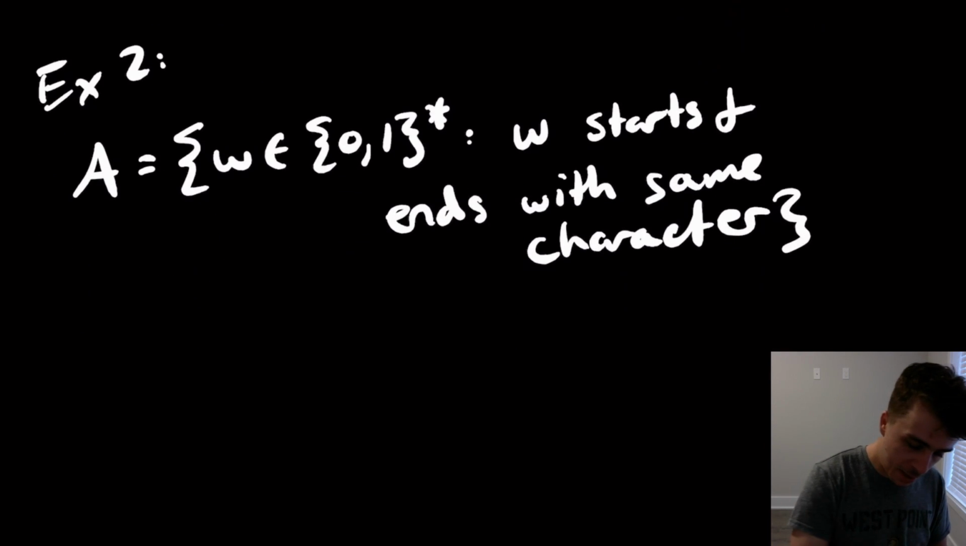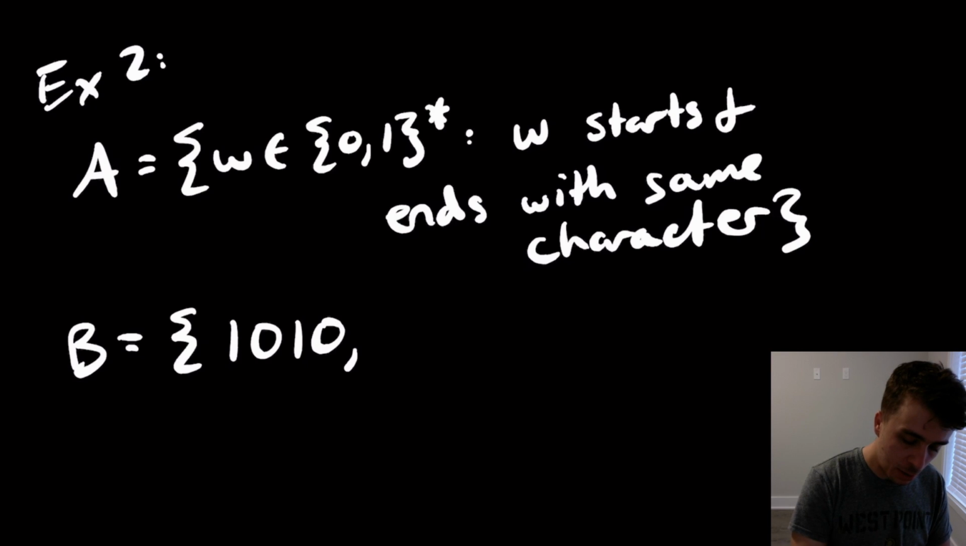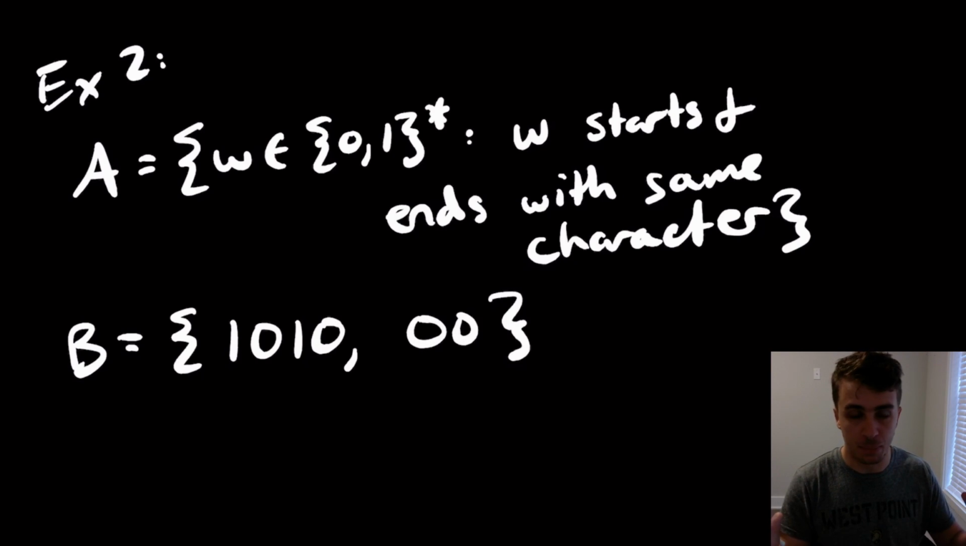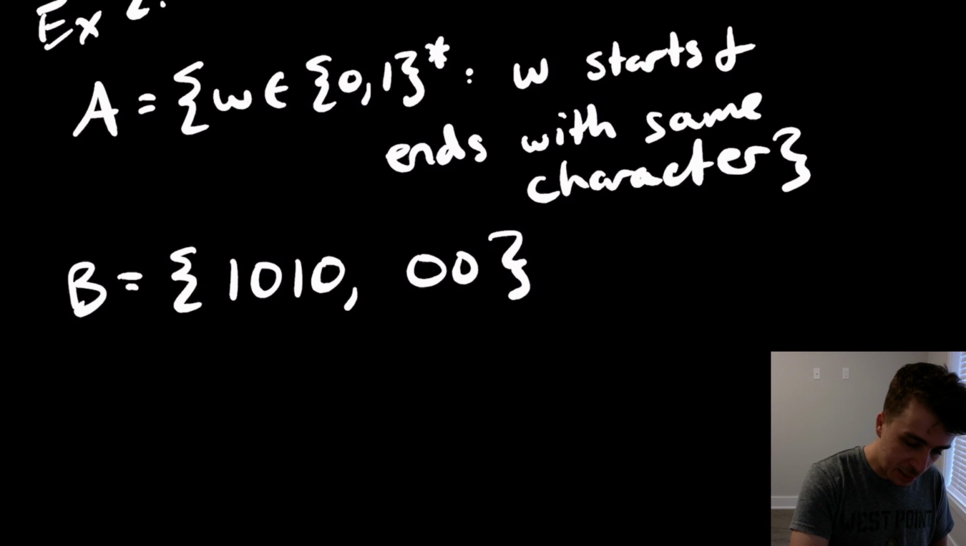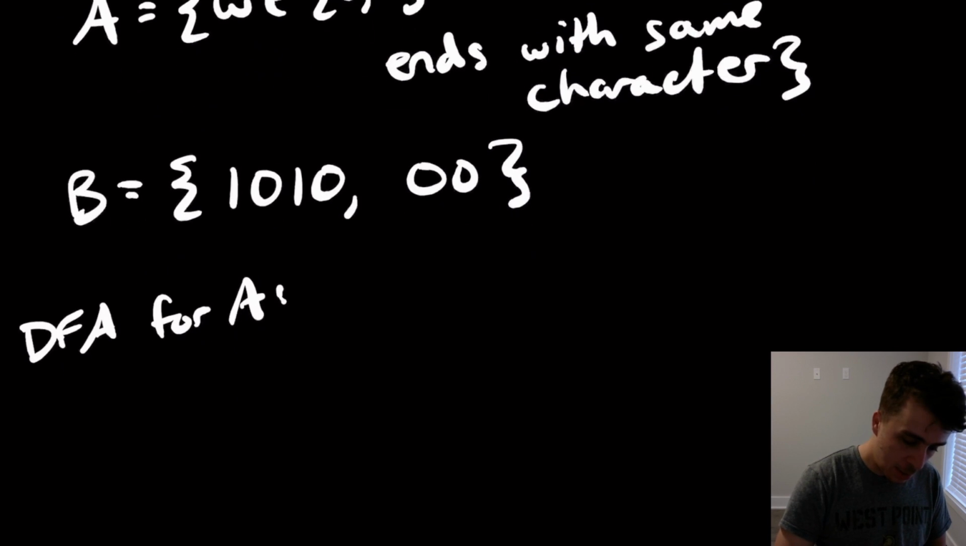Okay, and I'll show you how to make a DFA for that. And then B, let's just pick a really small language, like 1010 and 00. Again, I'm making this completely up on the spot. I don't have this example done already. So here is a DFA for A, and it's actually really simple.